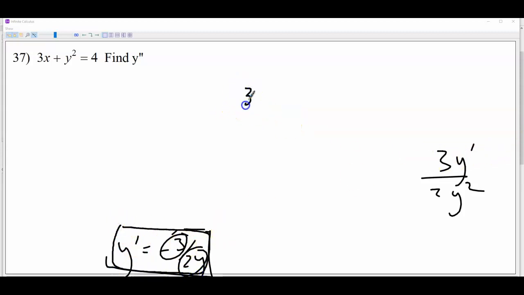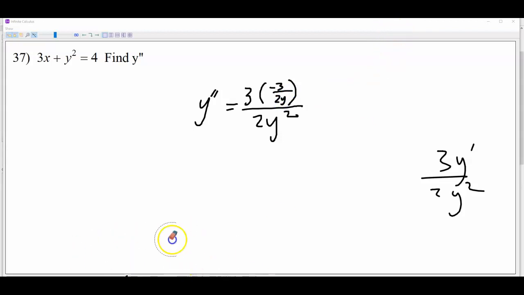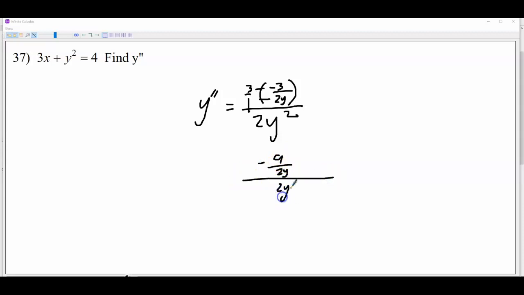So since I have 3 times y prime over 2y squared as my second derivative so far, I can replace the y prime with this, negative 3 over 2y. Okay, so now we've got to simplify that a little bit. How do we do that? Well, just think of this 3 here as 3 over 1. Do top times top, bottom times bottom, and you end up with negative 9 over 2y over 2y squared.